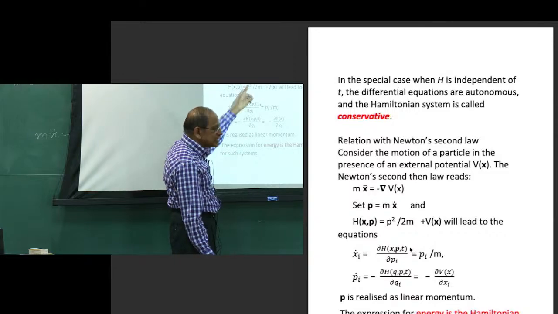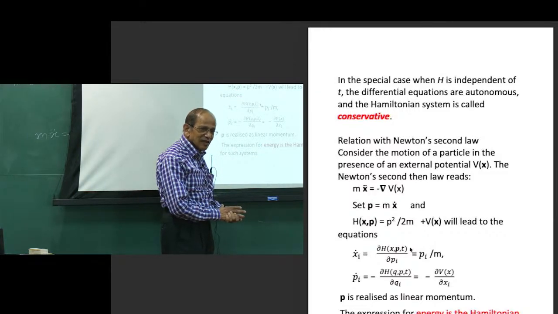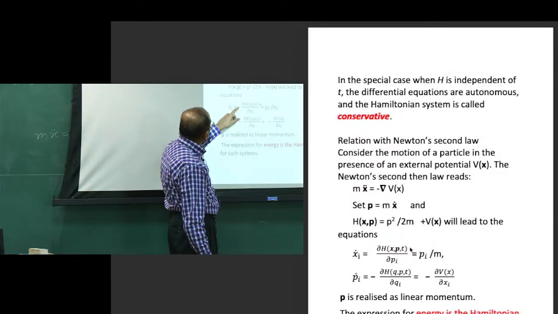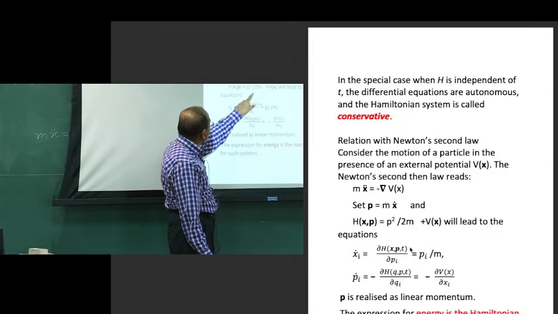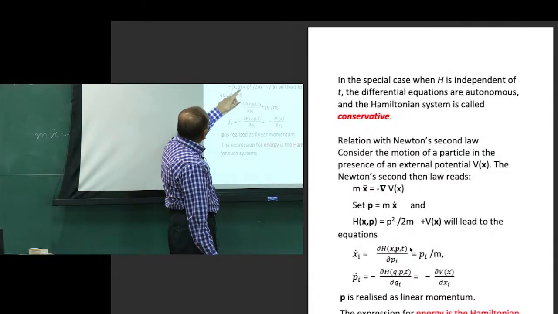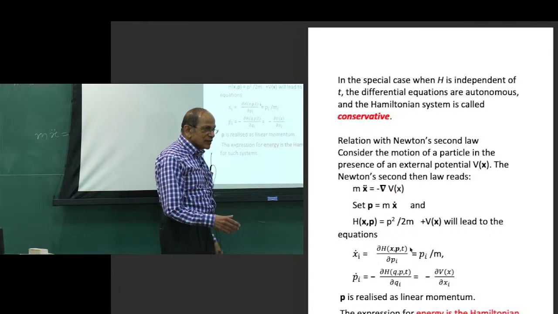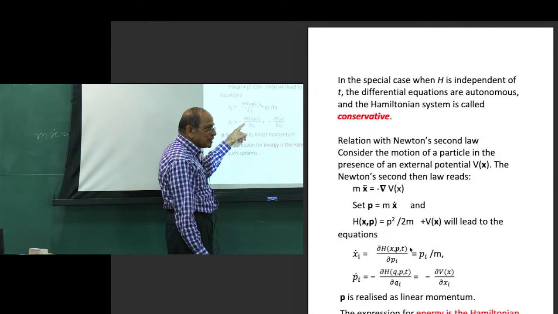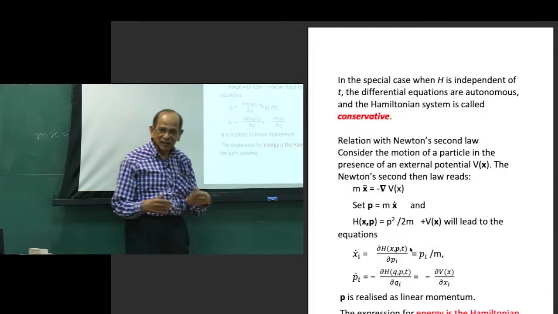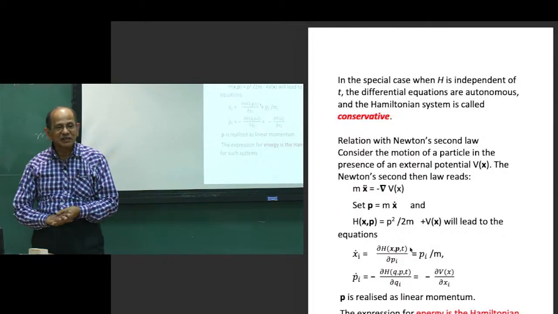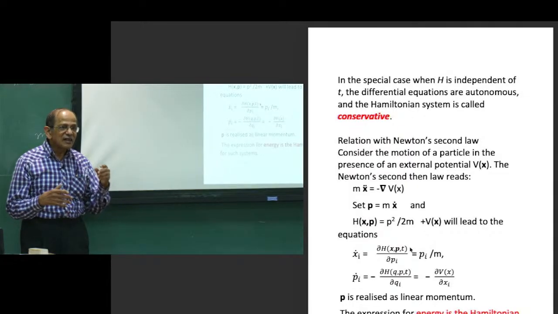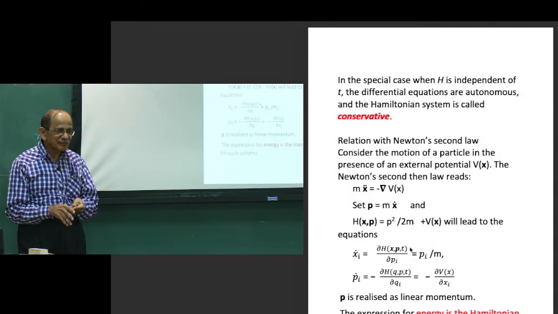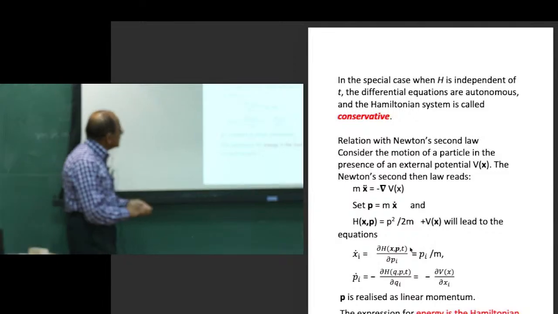Notice that p as well as x dot are vectors. Okay. And write H(p, x) to be p squared upon 2m plus V. If you write it in this form and work out the equations, they will exactly satisfy Hamilton's equations. So, this is the connection between Newton's law and Hamilton's equations. Okay?